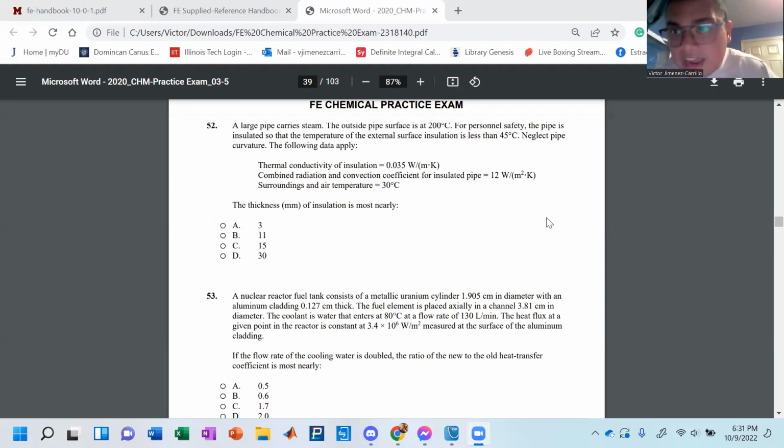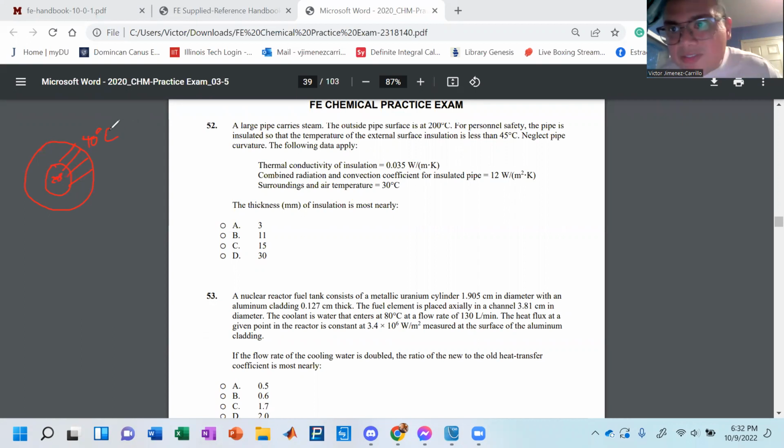Now, let me draw out what's actually happening here. Let's turn our color to red because I want to be able to see it. So in essence, this is what's actually happening. You have a pipe and you have insulation. The insulation is this part here that I'm shading. The pipe from the inside is a temperature of 200 degrees Celsius. And the temperature of the outside is 40 degrees C.